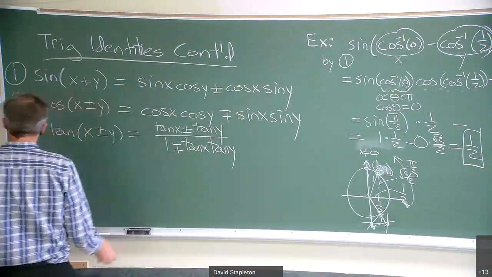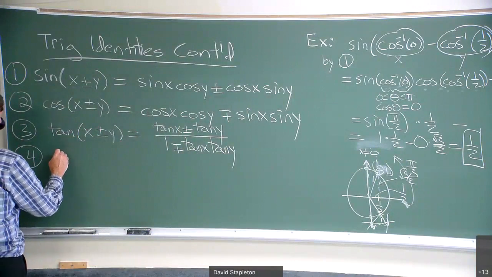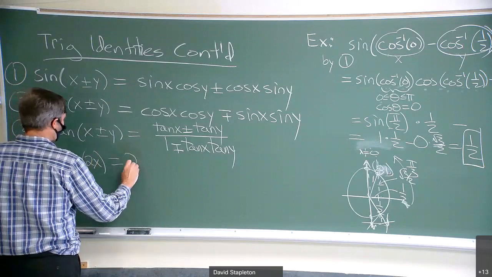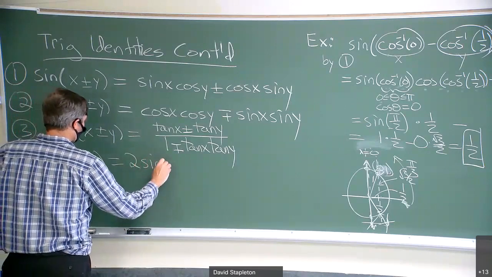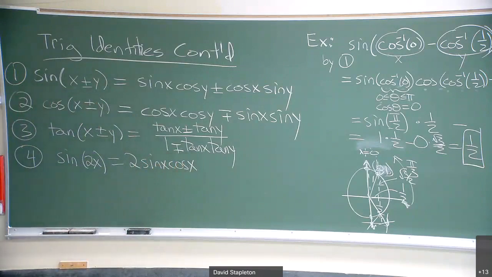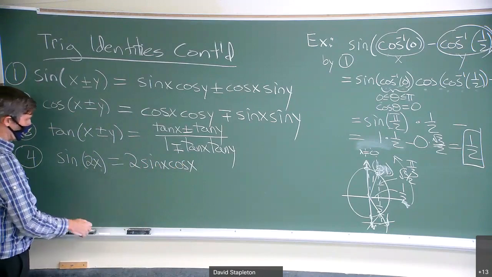Now, let's do the fourth one. The fourth one is this. Sine of 2x equals 2 sine x cosine x. How about that? This is called a double angle identity because you're taking the sine of a double angle, right?